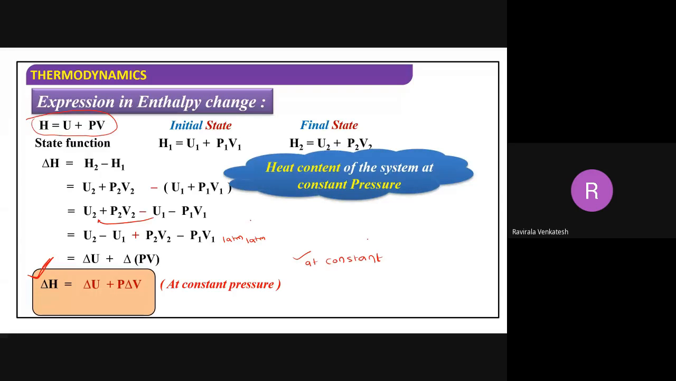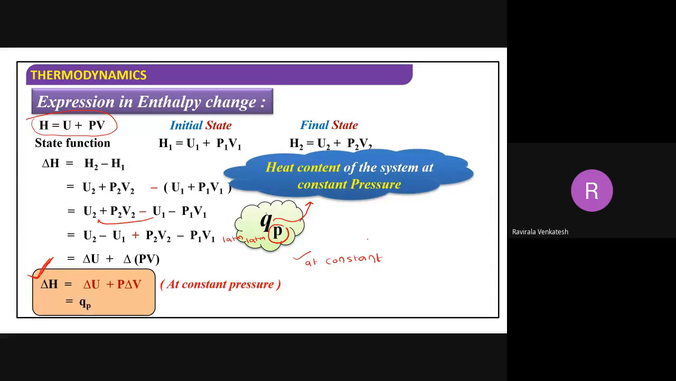So the heat content of the system at constant pressure can be given by this formula here, right? Now here what I am taking is QP. What does QP mean? Heat you are expressing at constant pressure. Pressure is constant, and the heat content of the system you are expressing. QP is nothing but the heat content of a system at constant pressure.